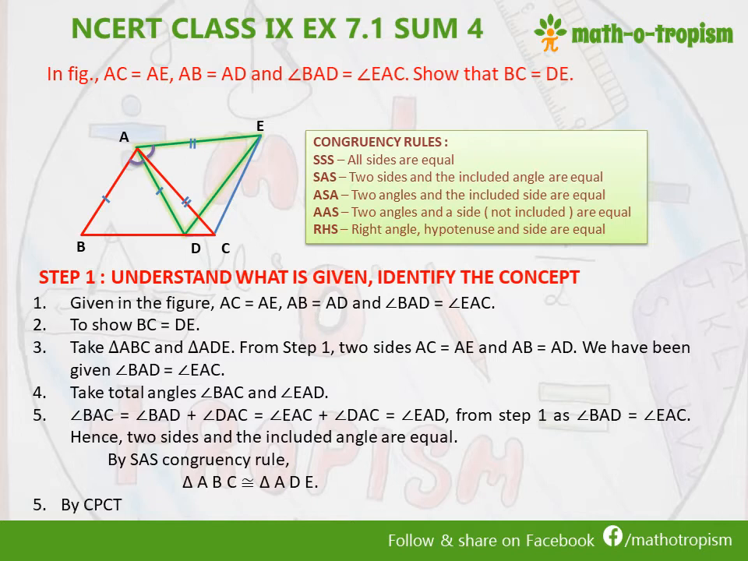Finally, by CPCT, that is the corresponding parts of the congruent triangles, we can show that we have the last two vertices BC equal to DE, and this is what is required. So thus we have shown this.